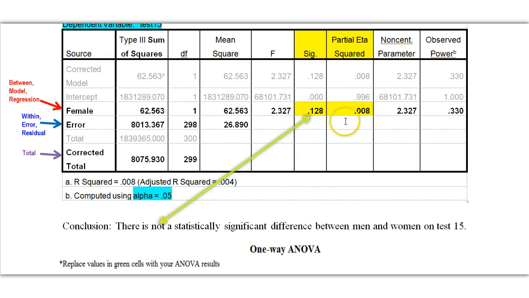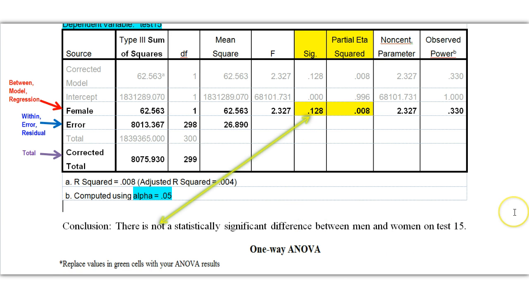Okay, so what can we conclude from looking at this Anova table? Well, that there is not a statistically significant difference between men and women on test 15. How can we conclude that? Well, the alpha is 0.05, and 0.128 is the p-calc, or the p-calculated, or the statistical significance value. This is greater than 0.05. If it was statistically significant, it would be less than 0.05. So obviously this is not statistically significant.